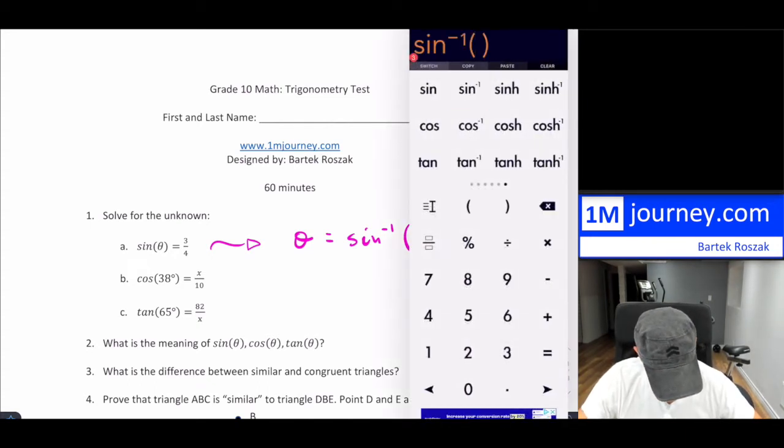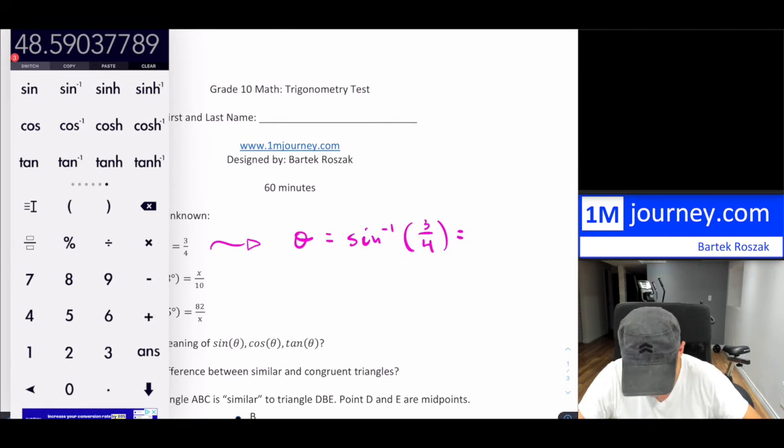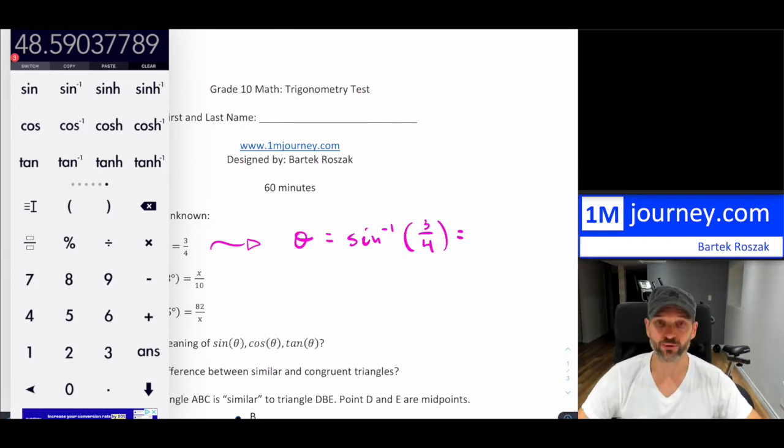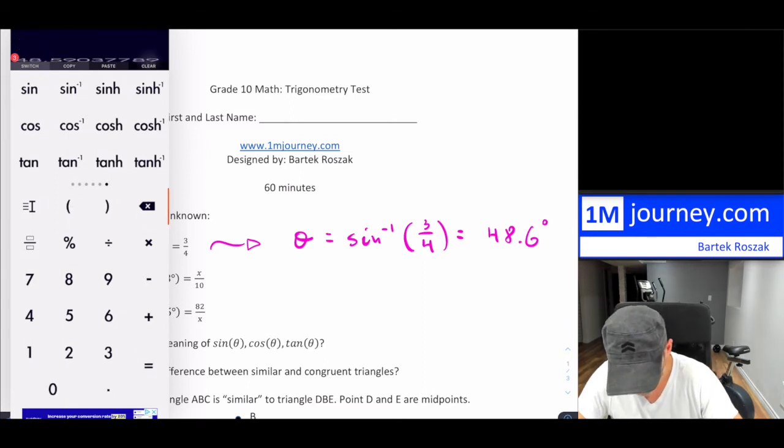So, sine inverse of 3/4, so that's 0.75. Let's put that in there. Again, I'm just assuming that we're working with degrees. All right, so that is the angle theta, which is 48. Let's round it off to 1 decimal place. That would have been our first answer.